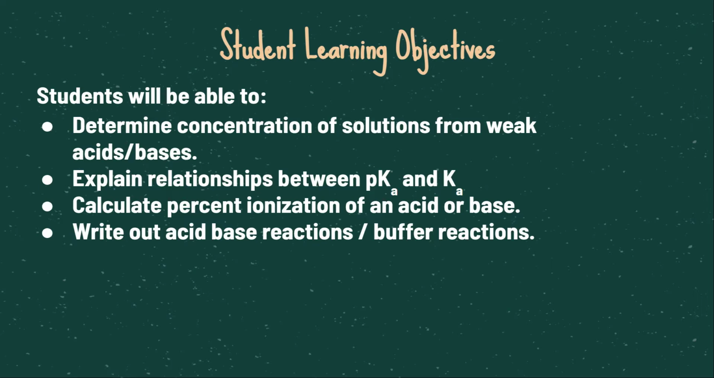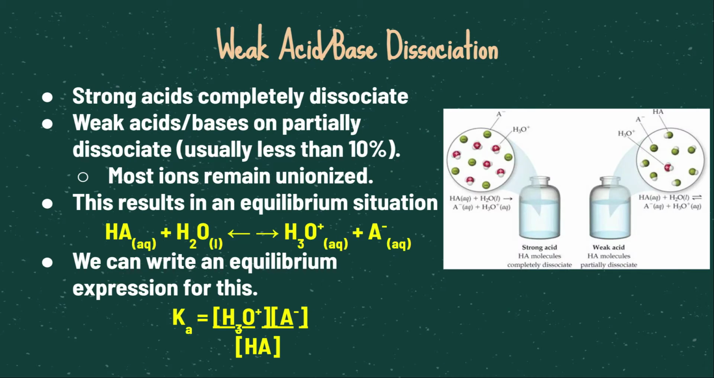and how they work. So remember when we talked about strong acids, we said that they 100% completely dissociate. So for example, if I had 0.1 molar HCl, that would result in 0.1 molar of my hydronium ion concentration. Weak acids and bases, however, only partially dissociate. Usually this is less than 10%, which means that most ions remain unionized.